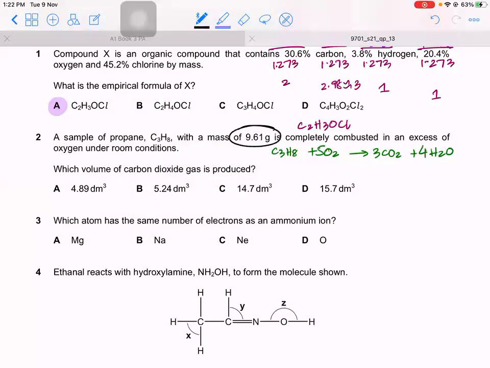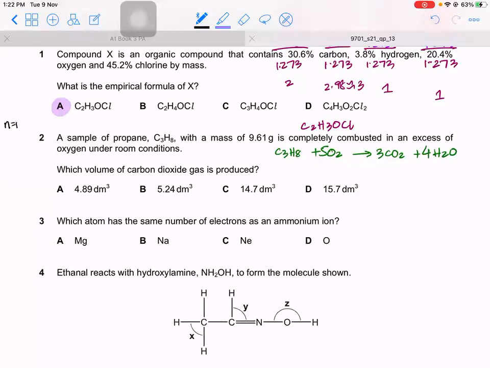Now let's convert grams to moles. So moles is equal to mass upon molar mass. So moles is equal to mass, which is 9.61, upon molar mass of C3H8. That's 12 times 3 plus 8, that's your denominator, 44. So 9.61 divided by 44, and your moles come out to be 0.2184 moles.